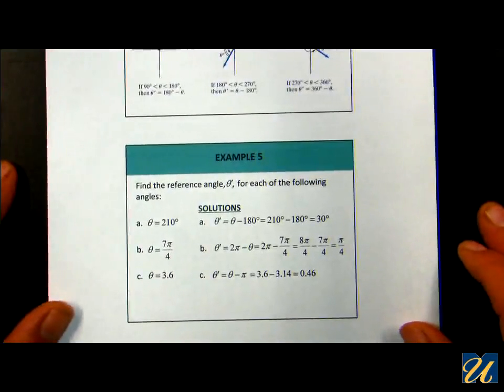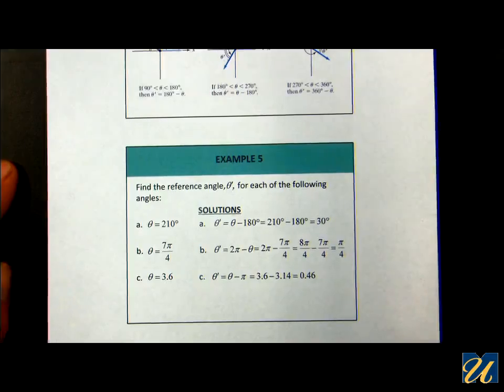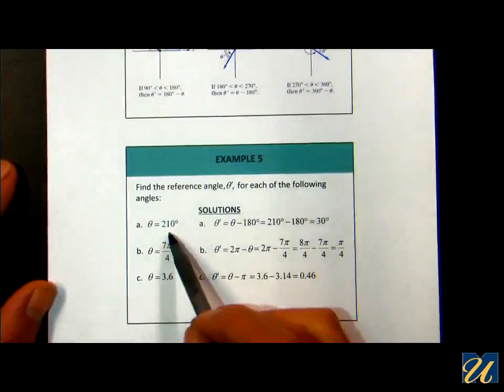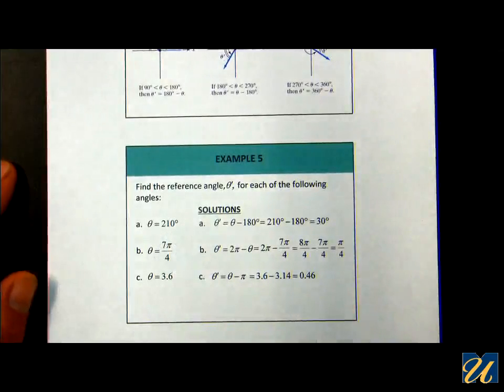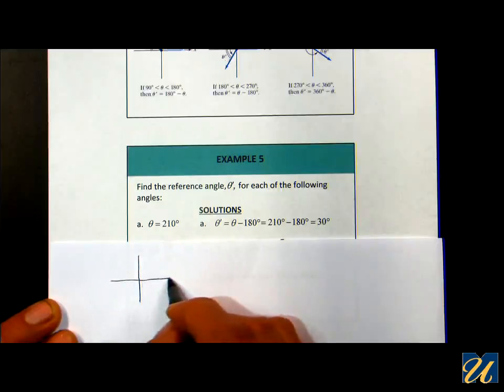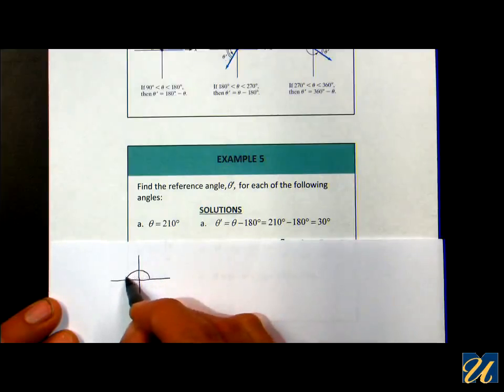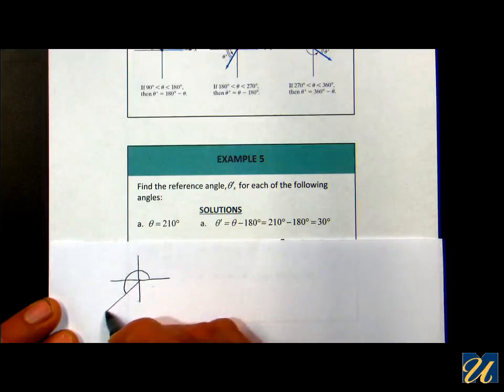Example 5. Find the reference angle for each of the following given angles. Okay, theta equals 210 degrees. So first thing you got to do is draw a picture there. Best thing to do in trig is draw a little picture. It's worth an awful lot. 210 degrees, so past 180, that's about 210. This would be 270. There you go.